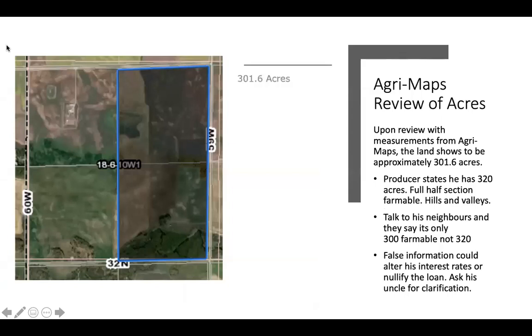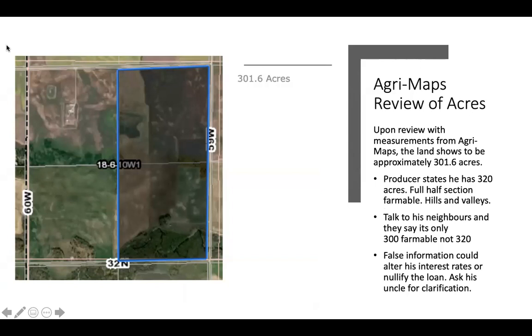Upon review with measurements from AgriMaps, the land shows to be approximately 301.6 acres. The producer states that he has 320 acres, the full half section farmable, hills and valleys. Wondering if he just pulled a number out of thin air or if it's farmable from corner to corner. We talked to his neighbors and they say it is only 300 farmable, not 320.